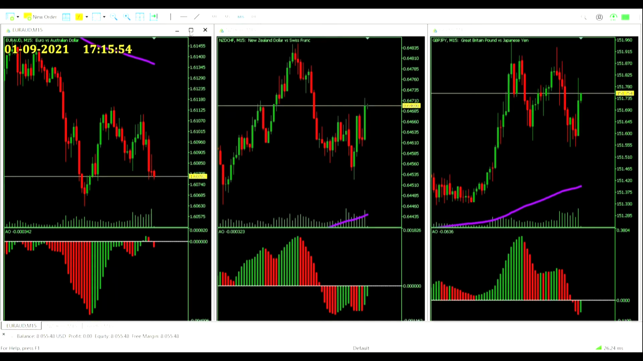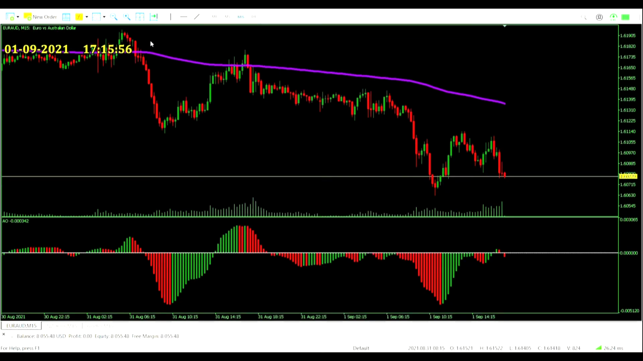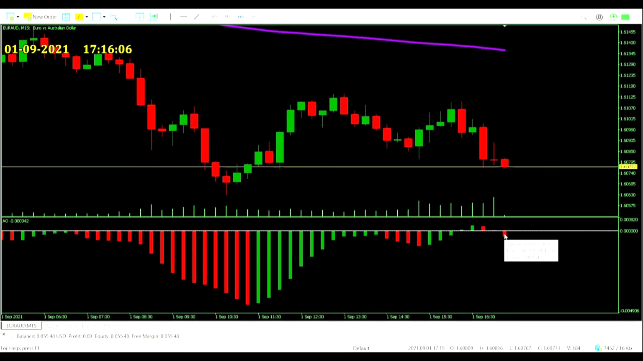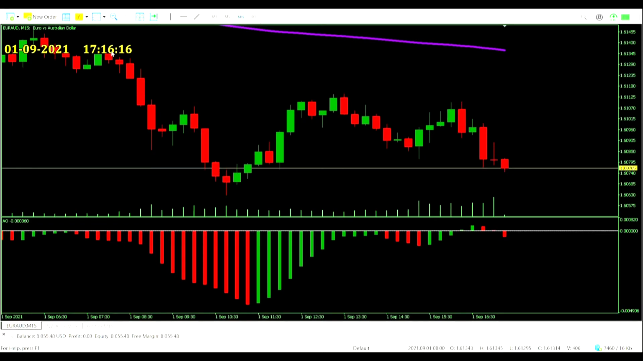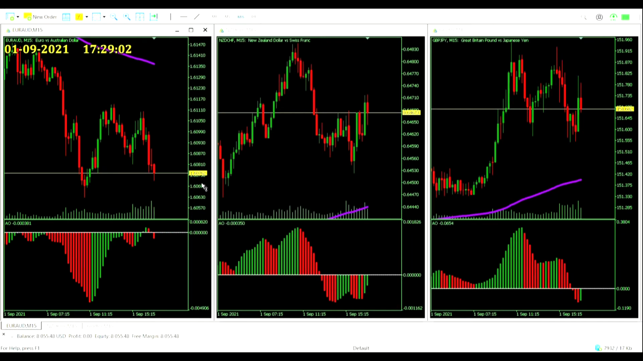Let's take a look at that Euro Australian dollar chart over here though. And as we zoom in, this histogram bar right here does look as though it's going to close below zero for the first bar to do so. Price below the EMA, which means we could well finally be getting an entry signal at 5:30. With 1 minute to go before the close, it does look like a certainty.